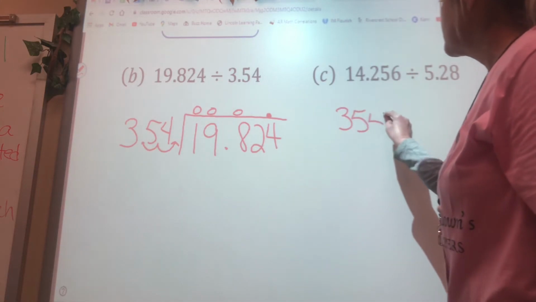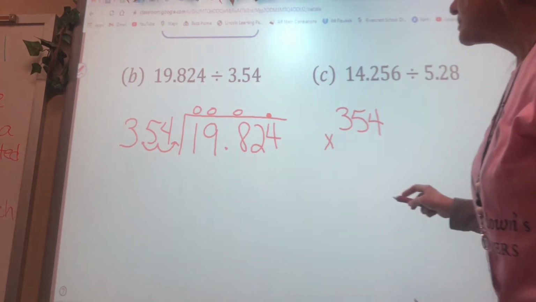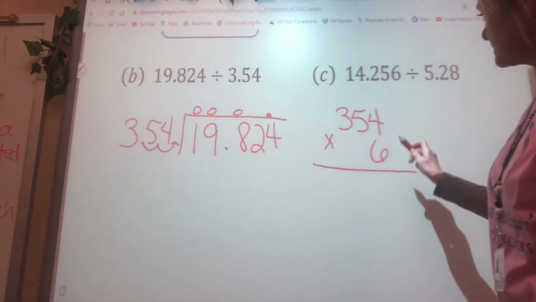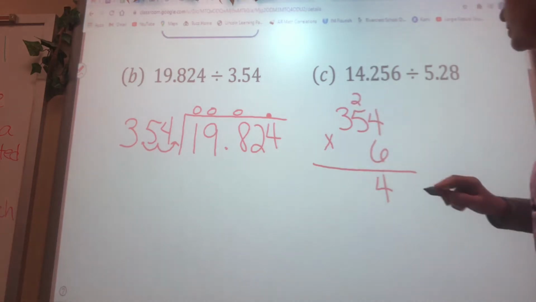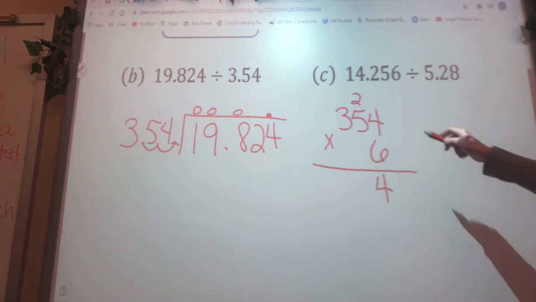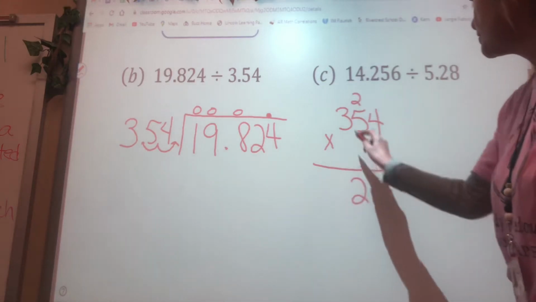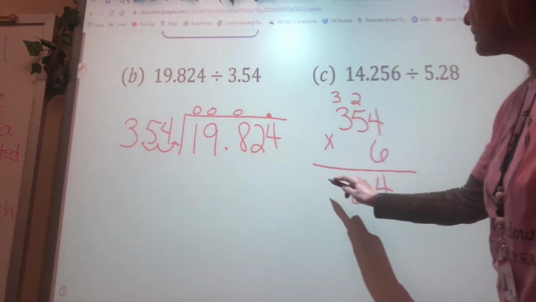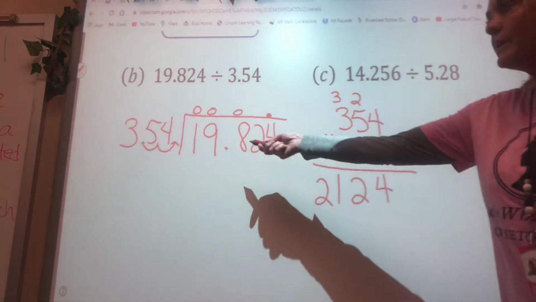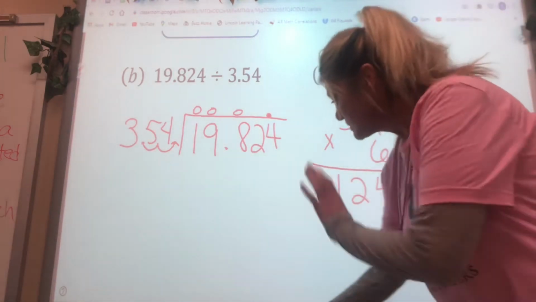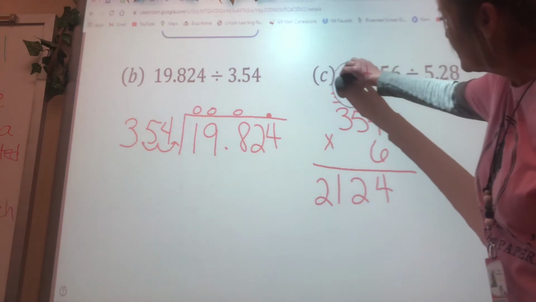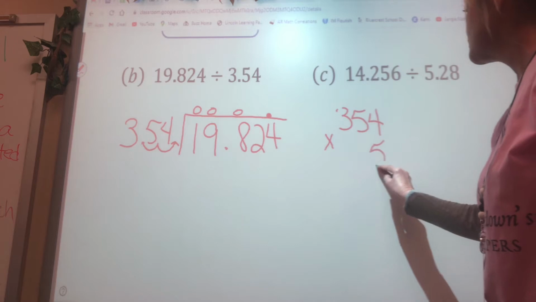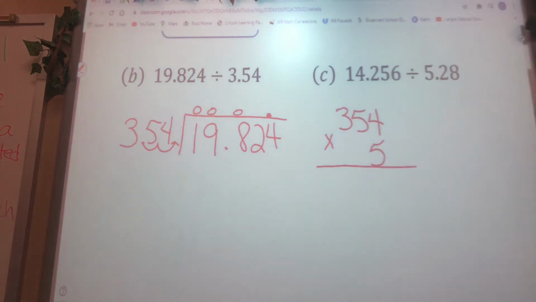So I'm going to go over here to the side and see if 6 will work. So 6 times 4 is 24, carry the 2. 6 times 5 is 30, plus the 2 that we carried is 32. 6 times 3 is 18, plus the 3 that we carried is 21. So that makes me over. It gave me a starting place, but I'm going to have to go down 1 and see if 5 will work. 6 was just a little too big, so let's see if 5 will work.